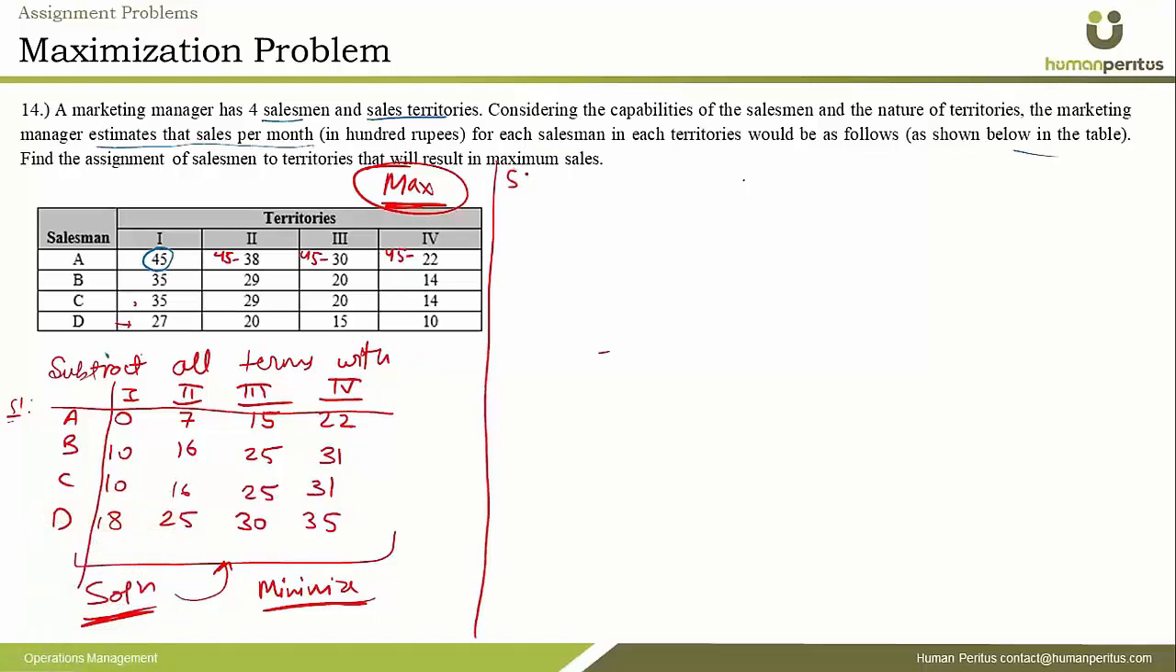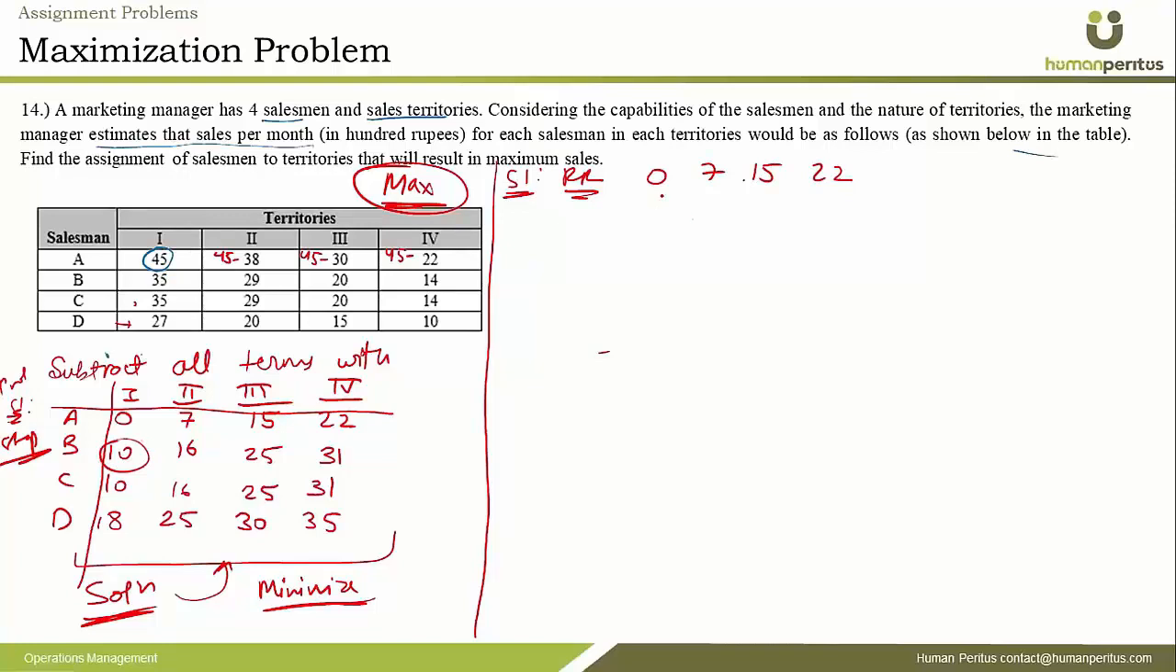Okay, so again the same steps. Let me write the steps. Step 1 is row reduction. So 0, 7, 15, 22. It is simply 0, 7, 15, 22. 10 is the smallest term.